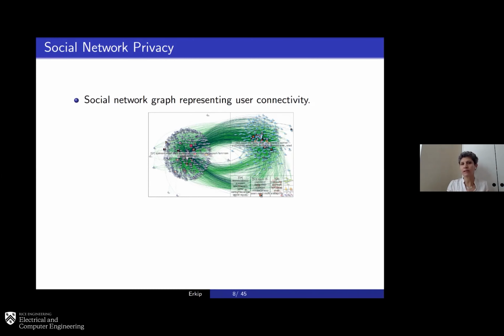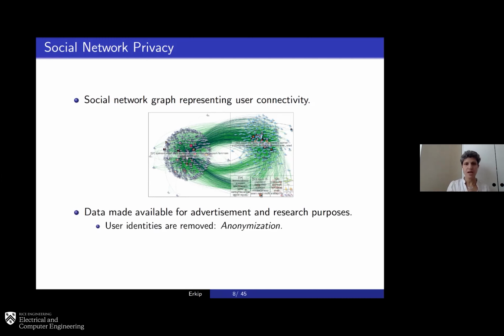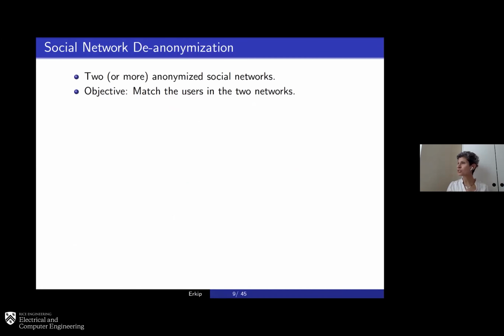And the angle that I'm looking at is through the social network graph. We can view a social network as a graph representing user connectivity. This graph that I'm showing you here is a snapshot of Twitter connectivity. Now, oftentimes, social network data is made available for advertisement purposes and for research purposes. And in this case, typically user identities are removed to maintain anonymity of users. This is called anonymization. And in some cases, the original social network graph is leaked unintentionally. So the question that we ask is, is this anonymized data truly private? And can we, by looking at other resources over the web, de-anonymize the anonymized social network data?